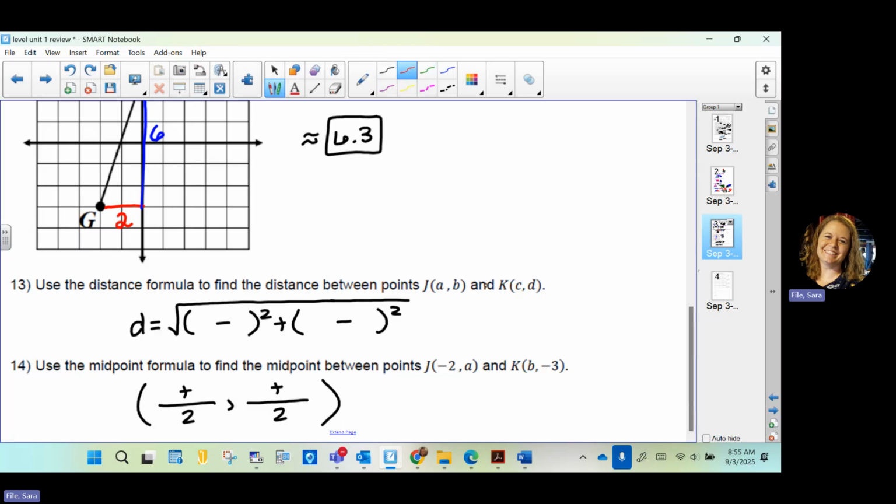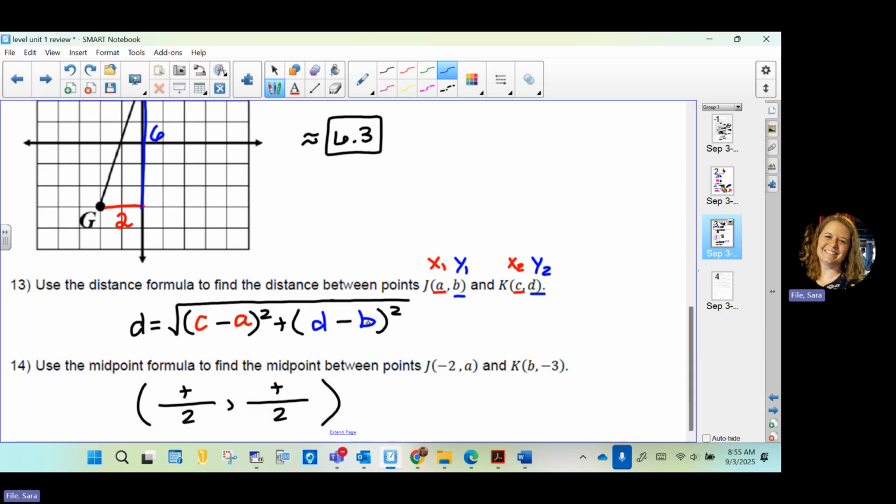Now, this time they do give it to me J and then K. So I'm going to treat that as X1 and X2. So remember X2 and then X1. And then that's Y1 and Y2. So Y2 is D and Y1 is B. And that's it. That's your answer. It's just, do you know where to put the letters?